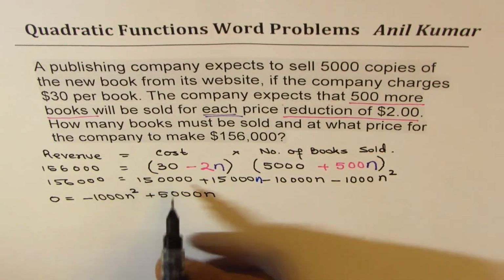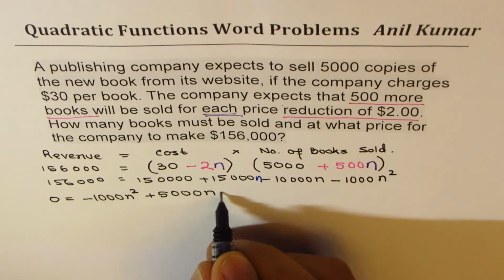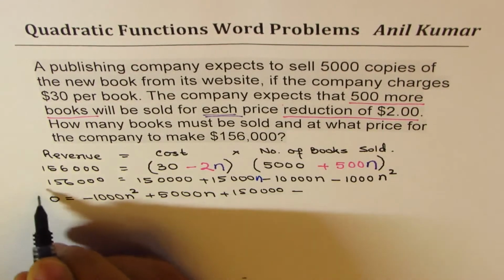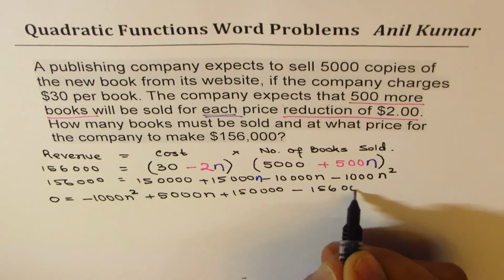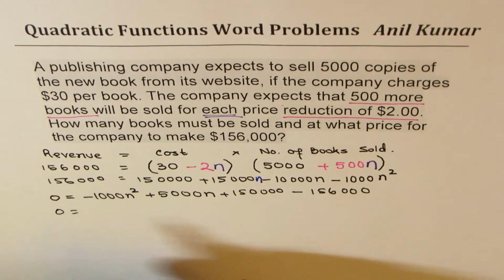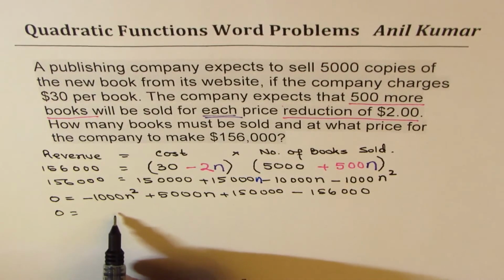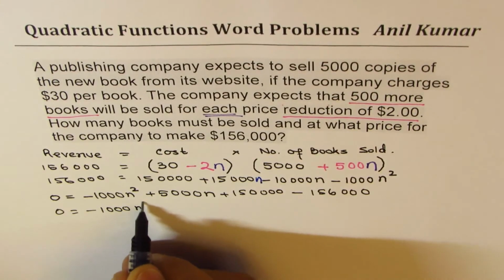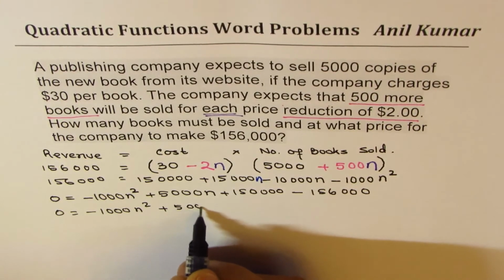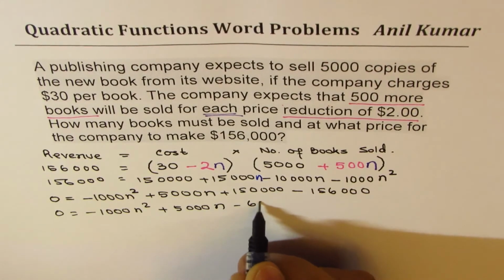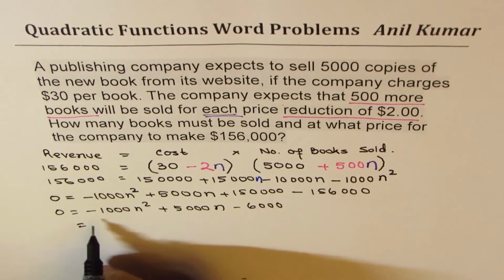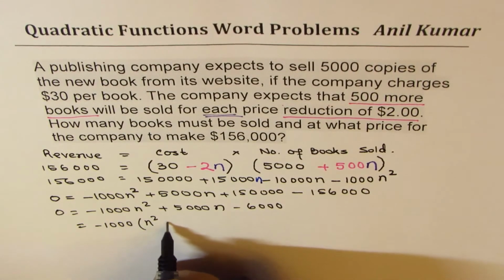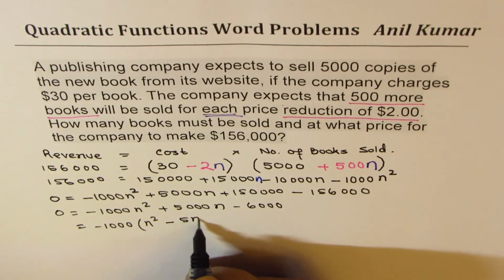And the constants, 150,000. Let me write down. It is 150,000. Take away 156,000. Okay, so we'll redo. 0 equals to, okay, let's go 2 steps. Minus 1000 n square plus 5,000 n, and this is minus 6,000, correct? You can take minus 1000 common, minus 1000, you get n square minus 5n plus 6.